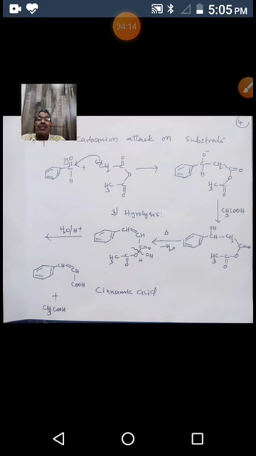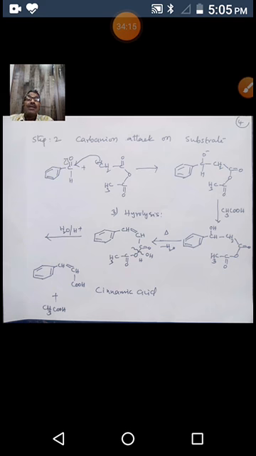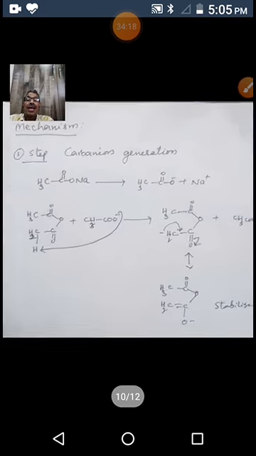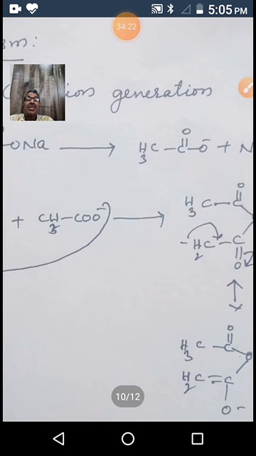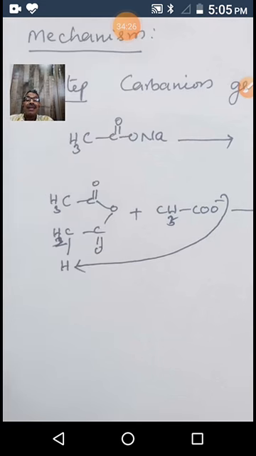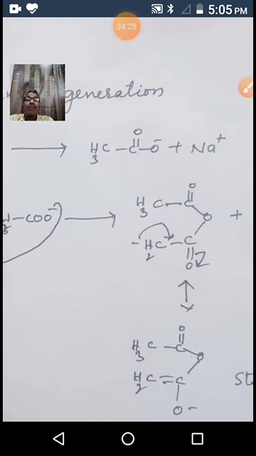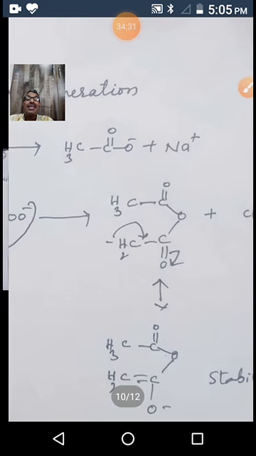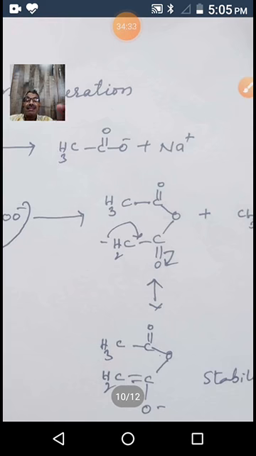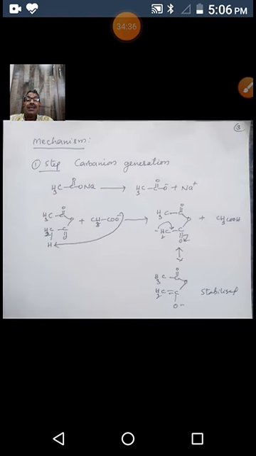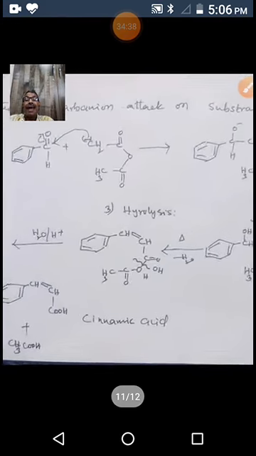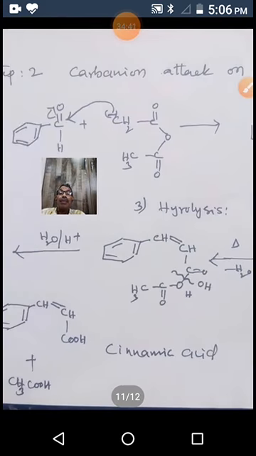Very easy one. So in the first step, what happens? In the first step, once again I repeat, this acetate ion, which is a strong base, abstracts a proton from acetic anhydride by forming a carbanion, which is stabilized by resonance. Okay, this resonance stabilized carbanion attacks another aldehyde molecule.